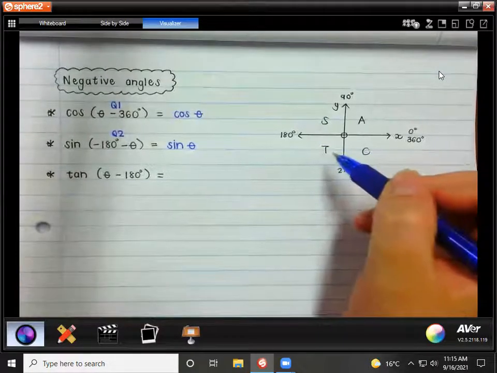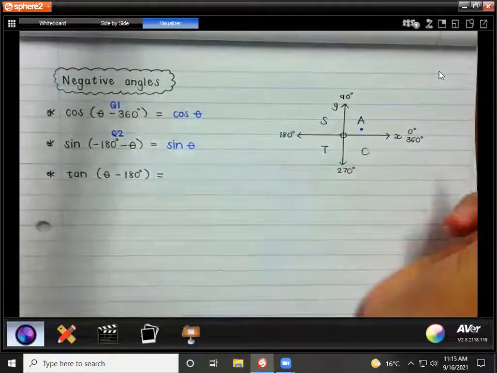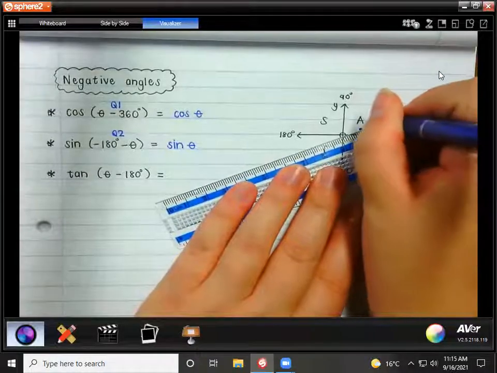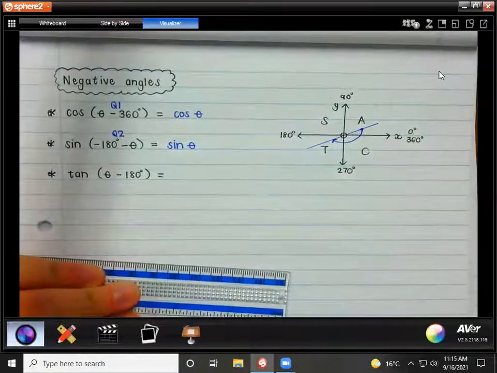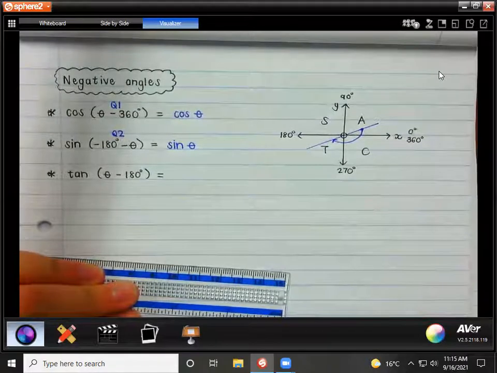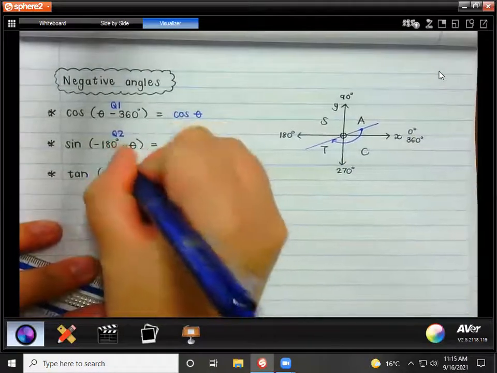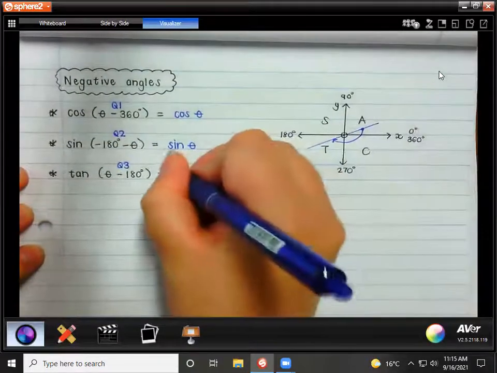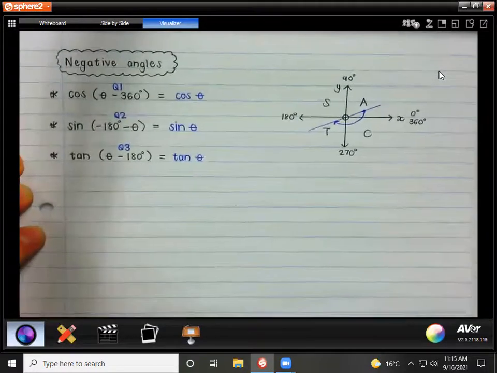Okay, so 180, remember, is like a straight line, guys. So if you start here, if your angle theta is there, and you need to move 180 degrees, you're going to move to that spot over there. Maybe that makes a bit more sense, right? If you're minusing 180 degrees. So that angle is in quadrant 3. What is tan in the third quadrant? Positive. So that becomes positive tan theta.